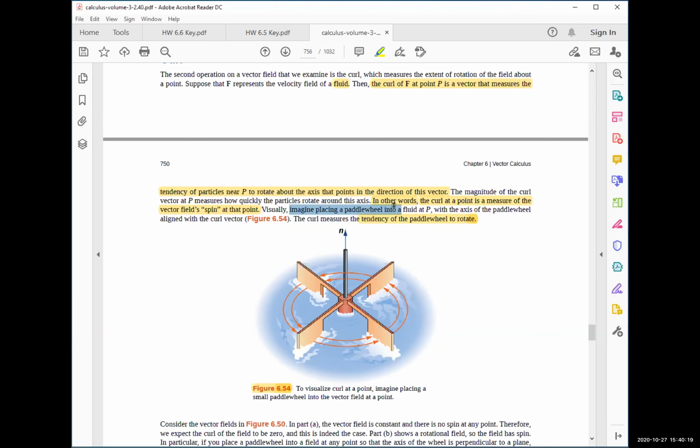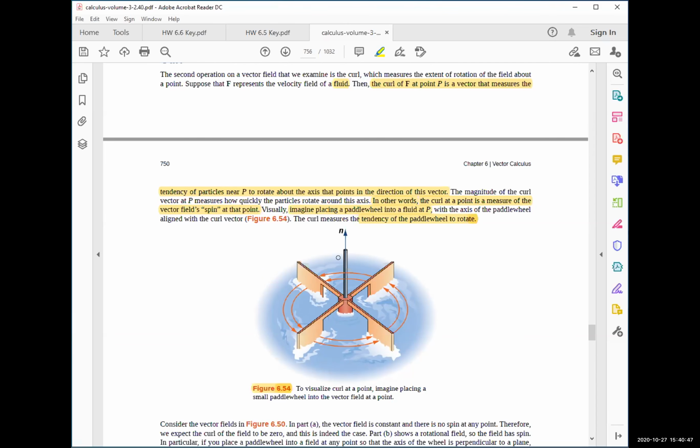imagine placing a paddle wheel into a fluid at P. So think of a paddle wheel. Put this right in the middle of this space on which F is defined. And what happens is it's going to start turning so that this axis will be the axis about which the rotation is most optimal or most prevalent. Once this is set, the paddle wheel will start to rotate in a certain direction.